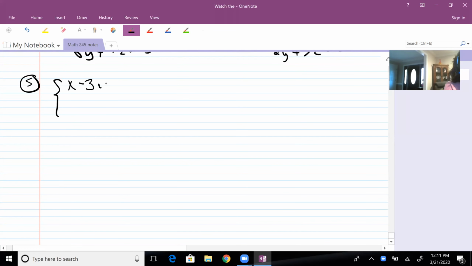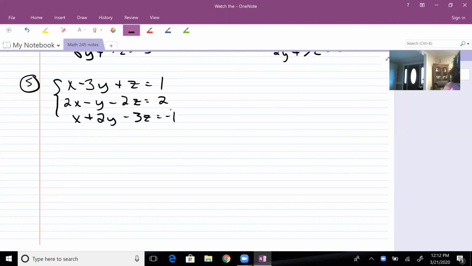We have x minus 3y plus z equals 1. 2x minus y minus 2z equals 2. x plus 2y minus 3z equals -1. So looking at it, we're not going to know that something's wrong with it. It's going to be as we get into the math that things kind of go a little astray. So let's go ahead, in that first step, we're going to pull out the first and second equations.